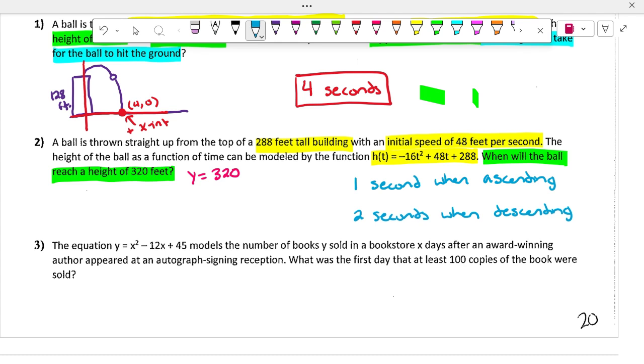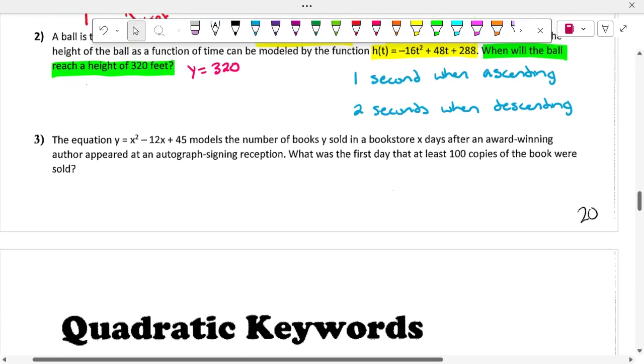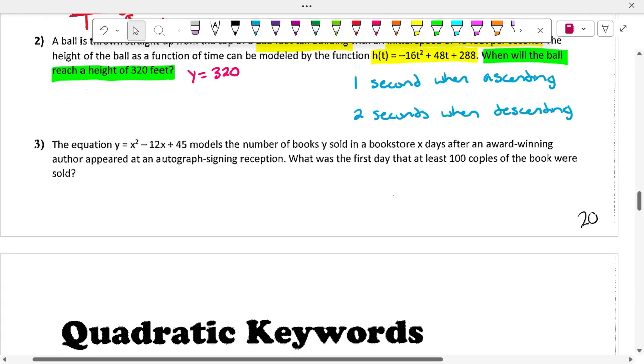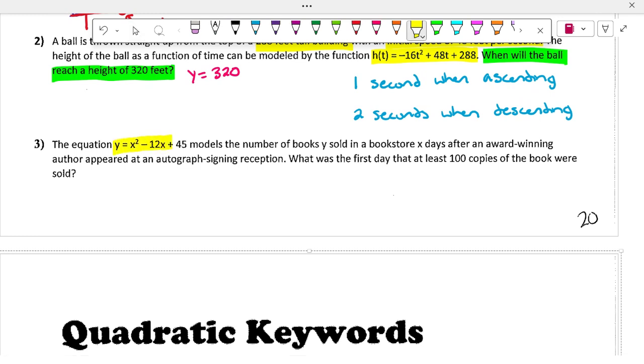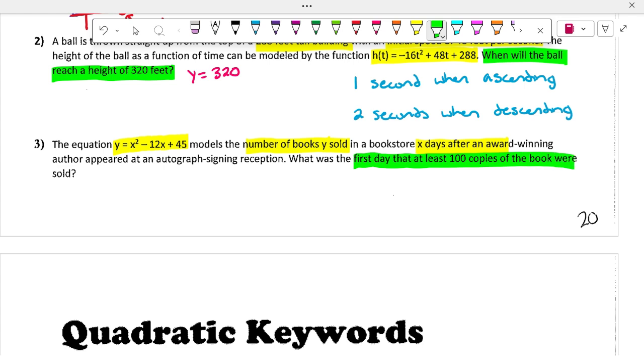All right, now, a lot of times these key features can also apply to non-projectile motion applications. So that's where number 3 comes in. It's not necessarily projectile motion, but it is a quadratic modeling problem. So the equation y equals x squared minus 12x plus 45 models the number of books y sold in a bookstore x days after an award-winning author appeared for an autograph signing reception. It asks, what is the first day that at least 100 copies of the book were sold?